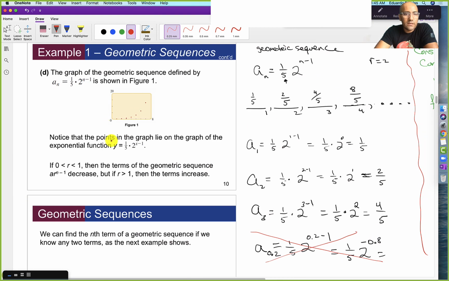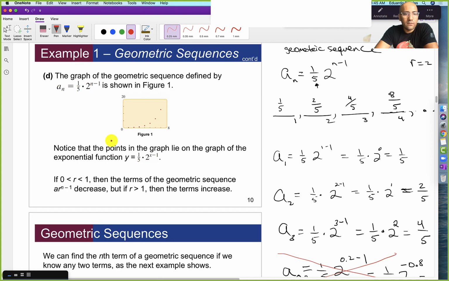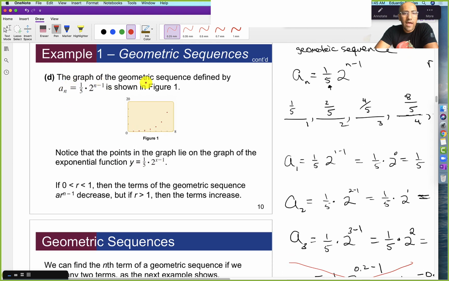So that's what the author is attempting to point out here. So the graph of the geometric sequence defined by this equation is given by these little dots here, right? And so notice that the points on the graph lie on the graph of the exponential function 1/5 times 2 to the x minus 1, the continuous function.